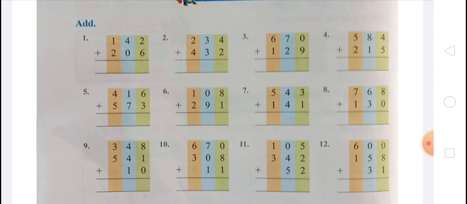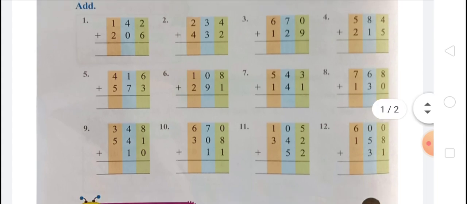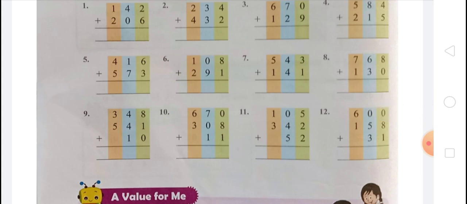And after that we have to add the tens, that are 6 and 3. And we know that 6 tens plus 3 tens equal 9 tens. 6 plus 3 equal 9. And after that we have to add the hundreds, that are 7 and 1. So 7 plus 1 equal 8, and 7 hundreds plus 1 hundred equal 8 hundreds. Question number 9. 348, 541 and 10.